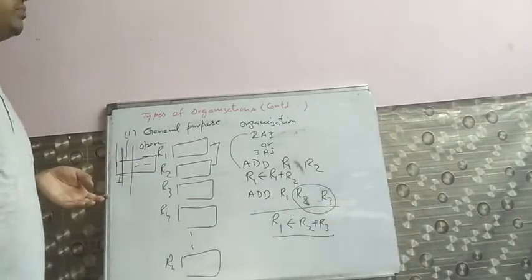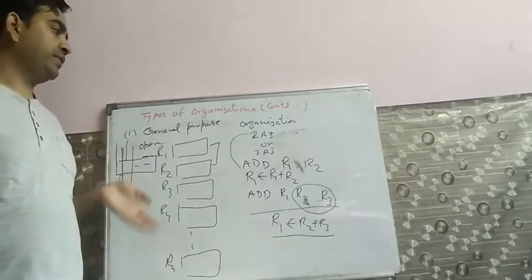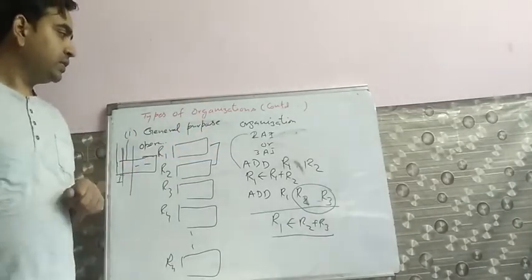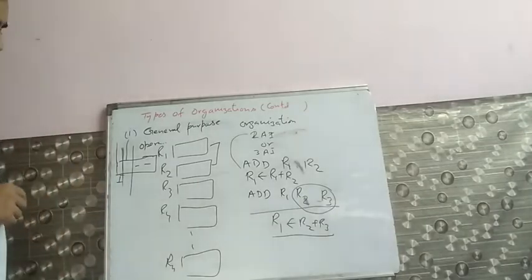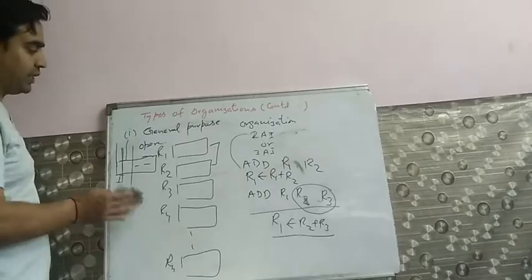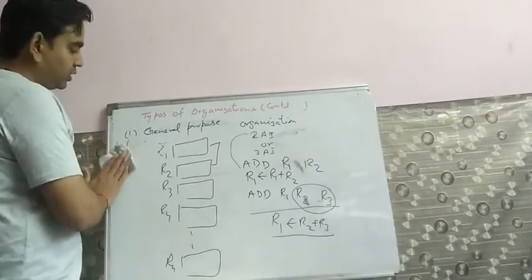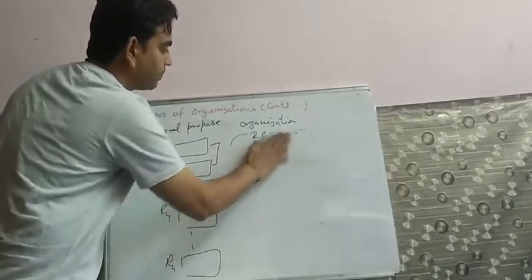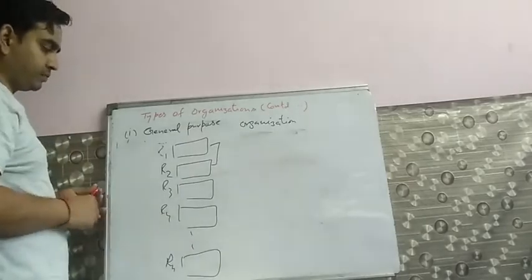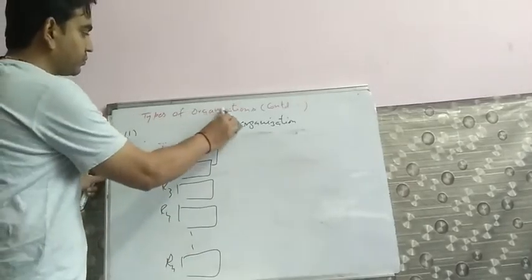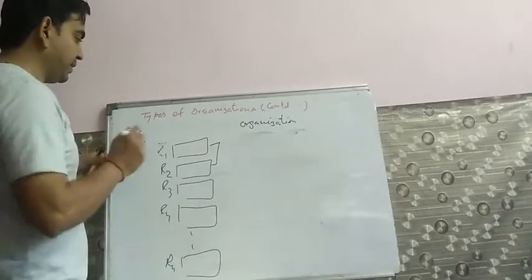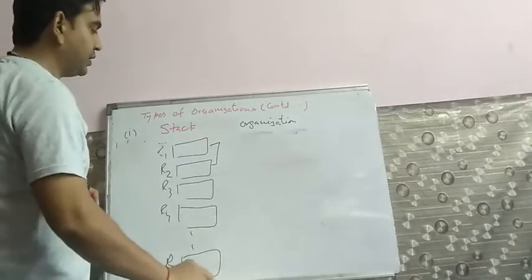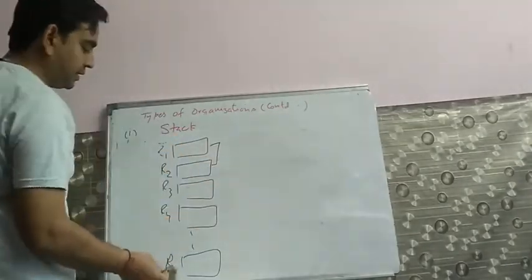So general purpose organization is basically one in which we are having enough number of registers to support 2 address instructions or 3 address instructions. Then one more type of organization is the stack organization. So we will talk about the stack organization. In stack organization, the registers or the memory are treated as a stack.